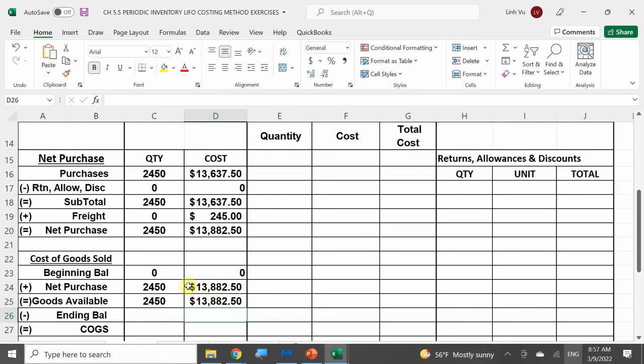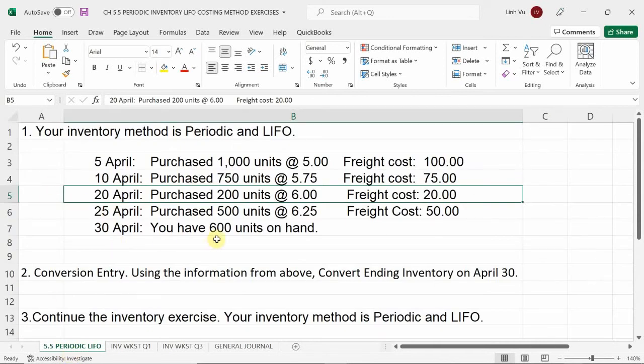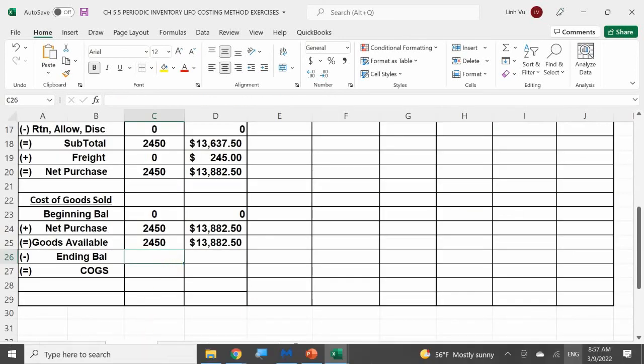Okay. So then now once we got that right, now we know for a fact that at the end of April, right, it tells us right here that someone went down to the basement, counted all the inventory, and told you that you have 600 units left on hand. So that means your ending balance is 600 units. So in this case, how do I solve for my cost of goods sold?